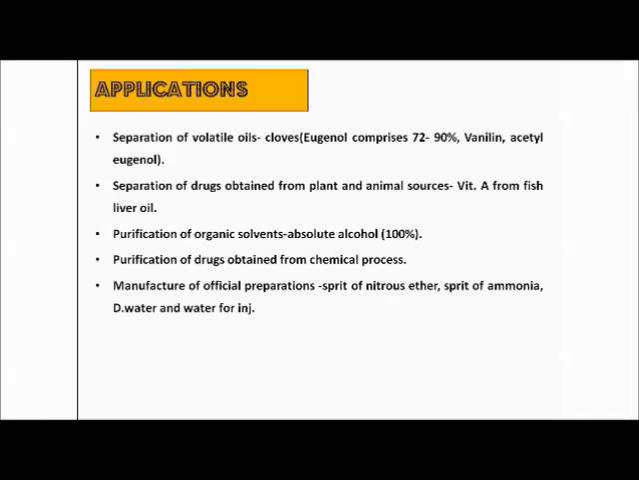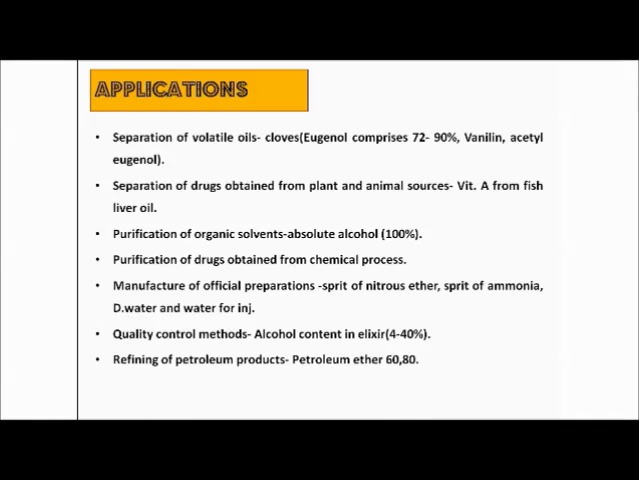Next is the manufacture of official preparations. For example, spirit of nitrous ether, spirit of ammonia, distilled water or water for injection. These are generally prepared by using the process of distillation. Then quality control methods like alcohol content in elixir, right? We all know that alcohol content in elixir is 4 to 40%. So in a quality control test, the distillation process is performed to check the alcohol content in the elixir.